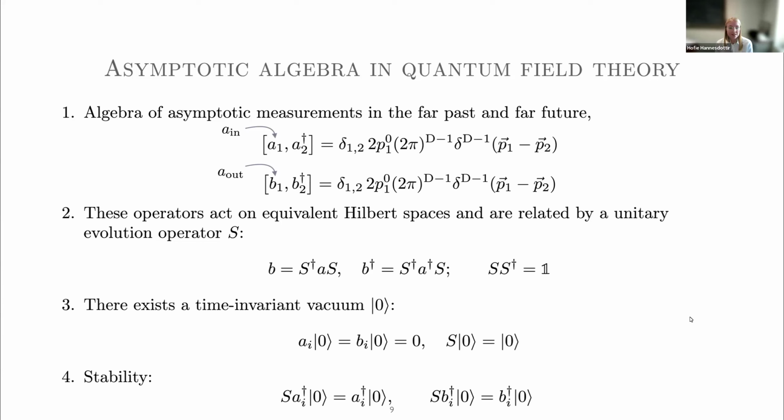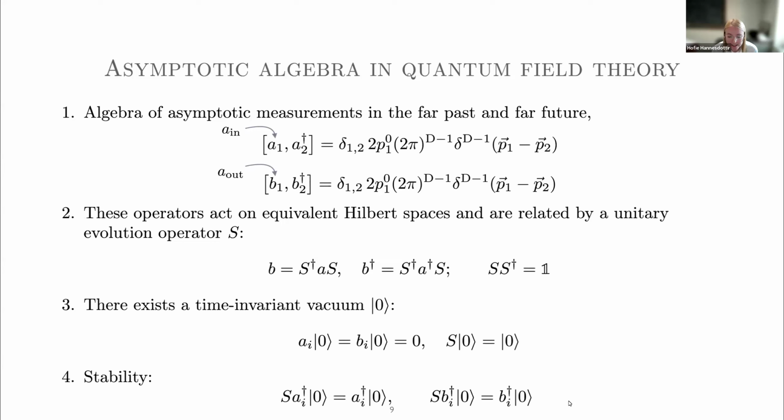We also assume that there exists a time invariant vacuum that we call 0. So the vacuum is annihilated by all the annihilation operators, as usual. And the vacuum evolves trivially with the S matrix. The last point might be the one that's maybe least familiar. That's the point of stability.